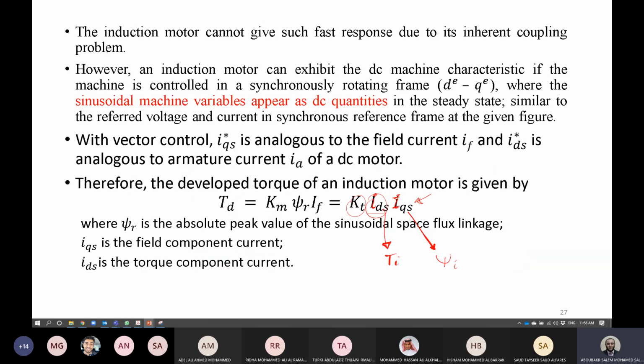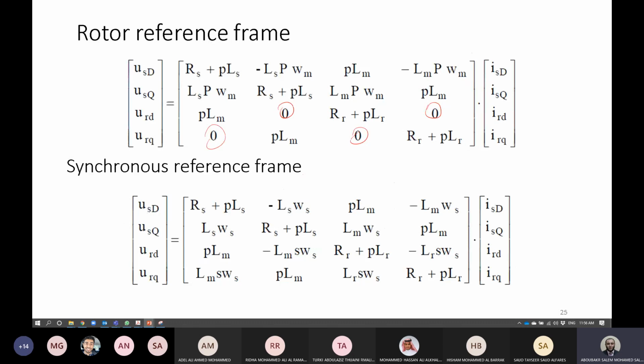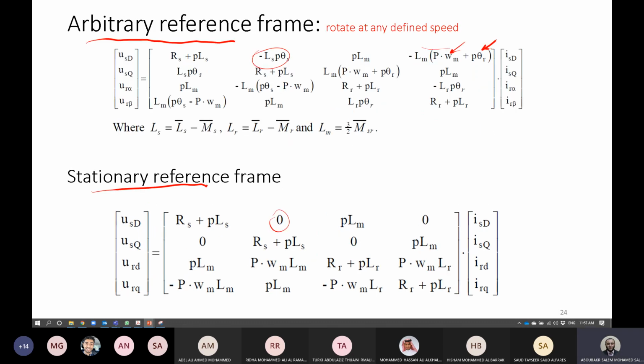So we finally have four different frames. Three are well known: synchronous, rotor, and stationary frame. And the first one is the arbitrary reference frame, which was made by Krauss. This is general for any defined frequency if you need to apply any type of control technique.